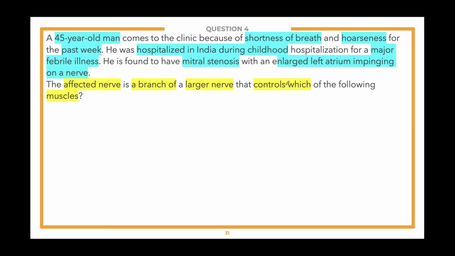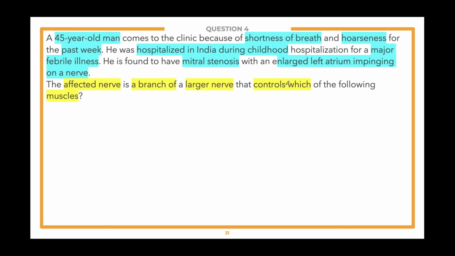Okay, so in this case, we've got a 45-year-old man, and he's coming in because of shortness of breath and hoarseness, okay? Now, definitely not your typical MSK type question, right? So we're told a little bit about social history, that he was hospitalized in India because of a fever or febrile illness, found to have mitral stenosis with an enlarged left atrium impinging on a nerve, okay? So that's hopefully where you can start to see the MSK component.